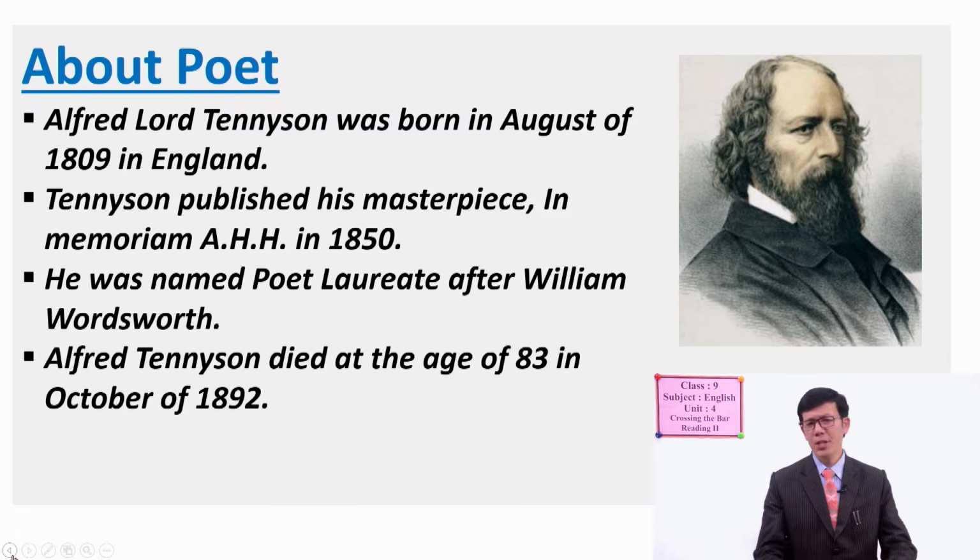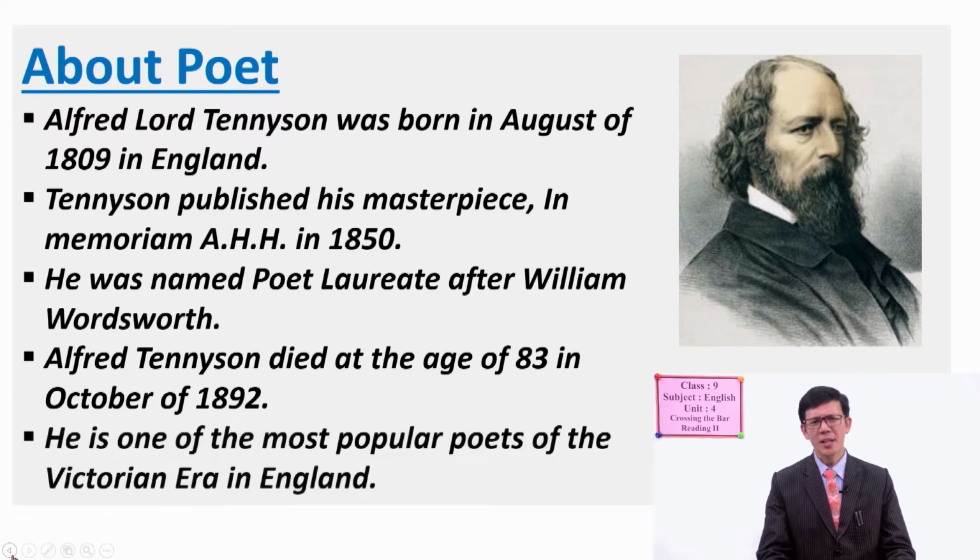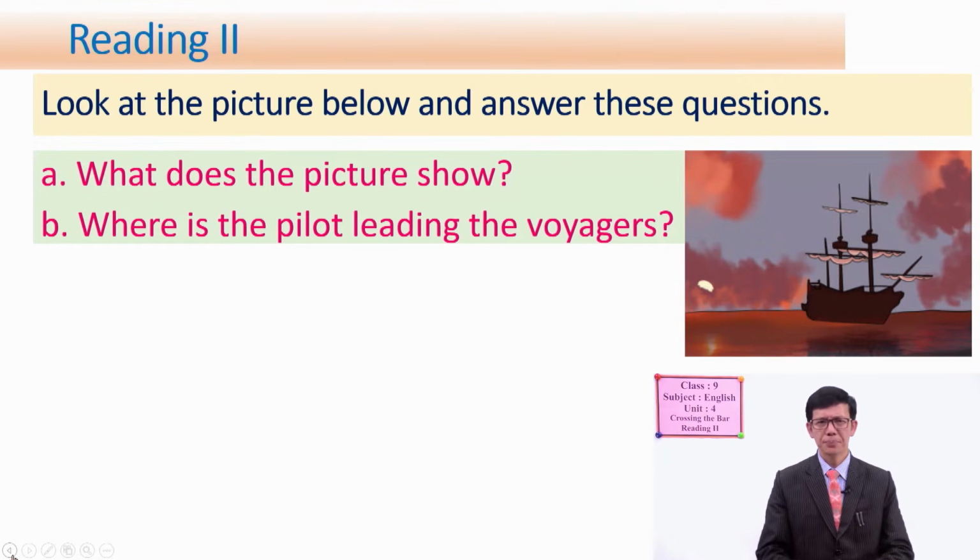And Alfred Tennyson died at the age of 83 in October of 1892. This is a very short glimpse of the poet Alfred Lord Tennyson. Yes, you can also see, right, one extra piece of information: he is one of the most popular poets of the Victorian era in England, right? So, dear students, before we begin reading the poem.